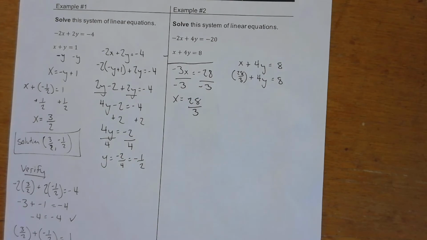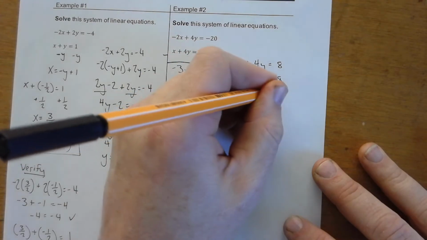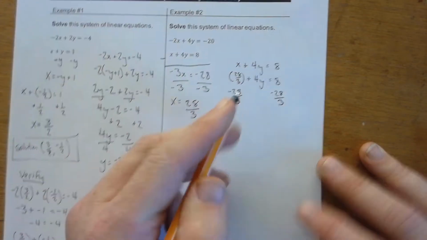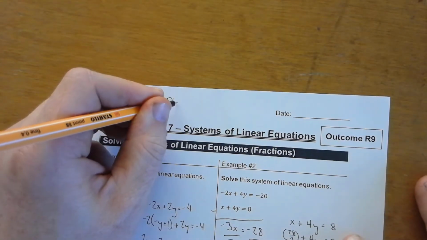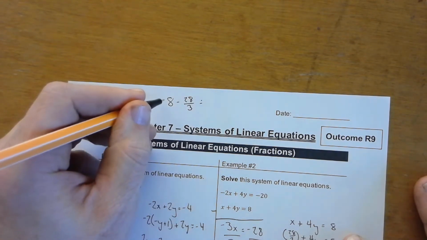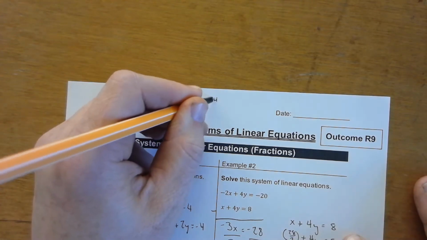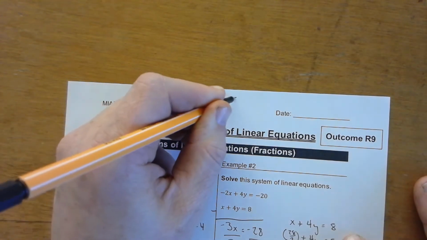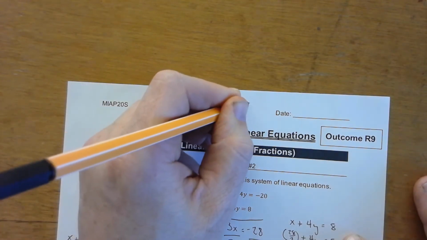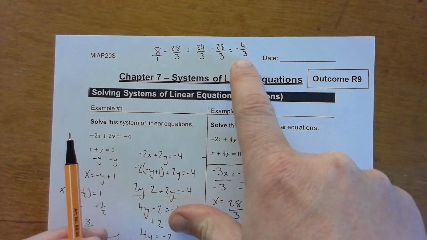So then I have x plus 4y equals 8, and the x is 28 thirds. So I have 28 thirds plus 4y equals 8. I'm going to subtract 28 thirds on both sides right here. So I'm going to just shift and do my scratch work up here. I have 8 subtract 28 thirds. So I need a common denominator. So this is 8 over 1, so it becomes 24 over 3. Subtract 28 over 3, which is negative 4 thirds.